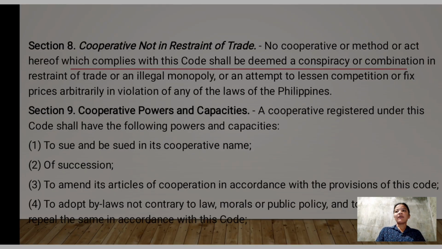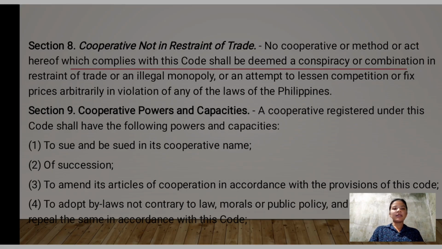Section 8, Cooperative not in restraint of trade. In this section, it clarifies that cooperatives, as long as they operate in accordance with this code, will not be considered illegal or anti-competitive. Specifically, they will not be seen as engaging in conspiracies to restrict trade, form illegal monopolies, or manipulate prices in violation of Philippine laws.